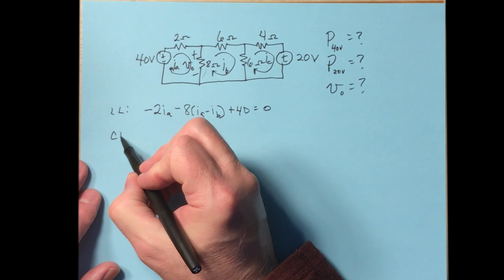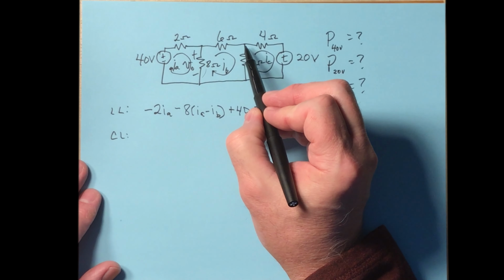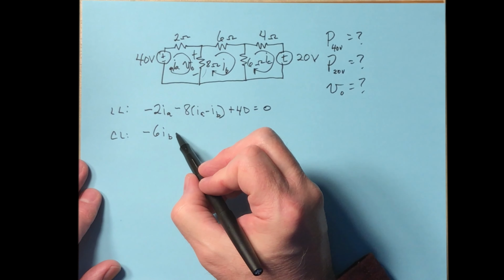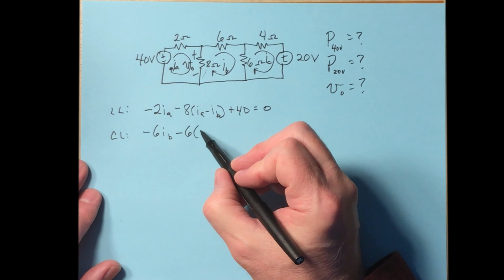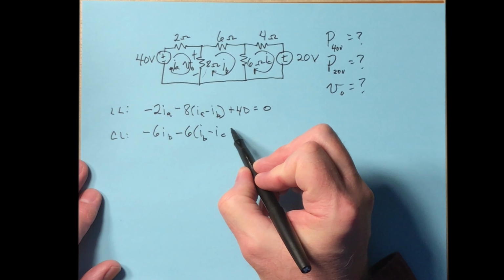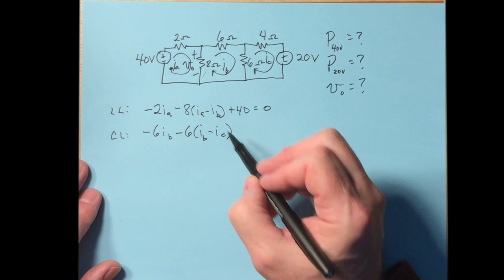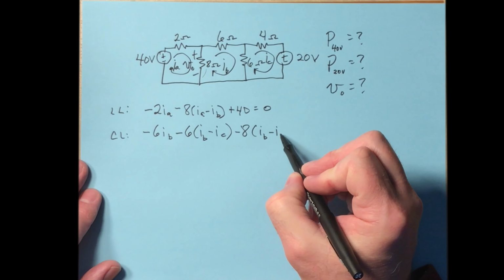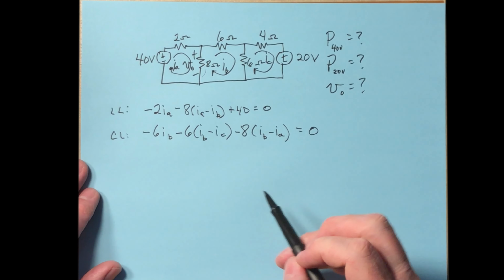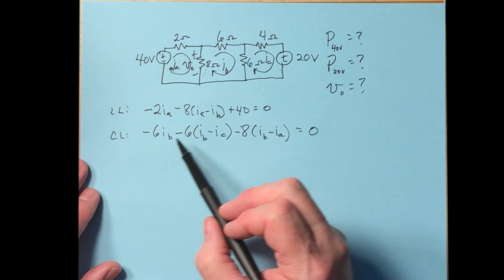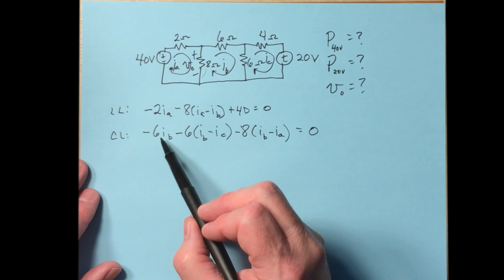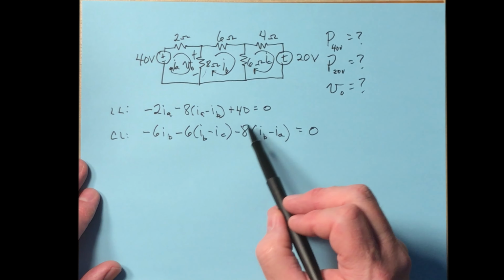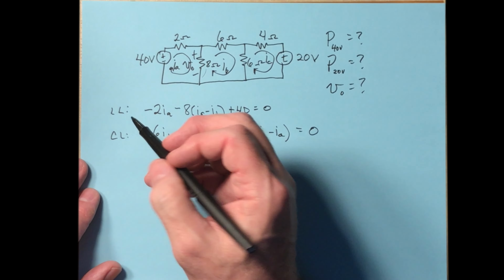Let's do one for the center loop now. Starting in the upper left hand corner, going clockwise, minus 6 I sub B, minus 6 times I sub B minus I sub C, and then minus 8 times I sub B minus I sub A, and that's equal to 0. So those are the 1, 2, 3 elements. This is the voltage across the top 6 ohm. This is the voltage across the side 6 ohm, and this is the voltage across the 8 ohm here. Okay, so that's the center loop.